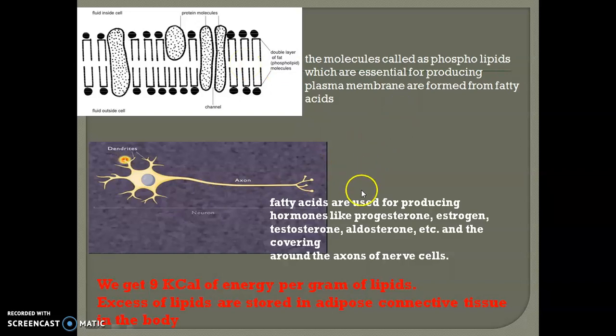Also, fatty acids are used for producing hormones like progesterone, estrogen, testosterone, aldosterone, etc., and the covering around the axons in the nerve cell. So this is the diagram of the nerve cell, and the axon is there. The covering around the axon of the nerve cell is made up of fatty acids. And again, about these hormones we have already studied. We get 9 kilocalories of energy per gram of lipids. Excess lipids are stored in the adipose connective tissue in the body.